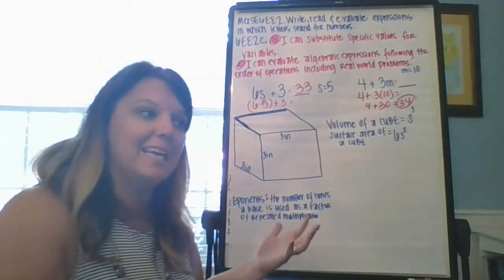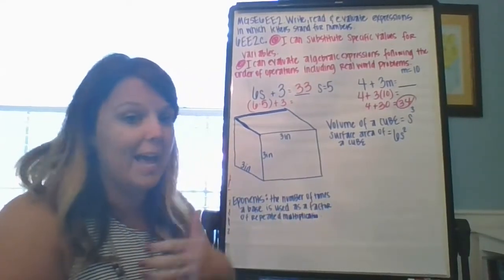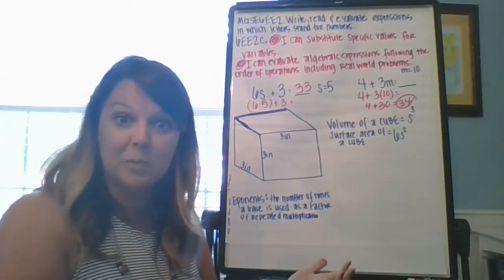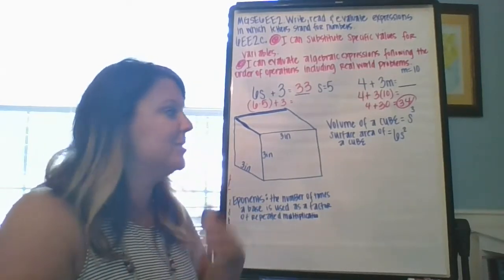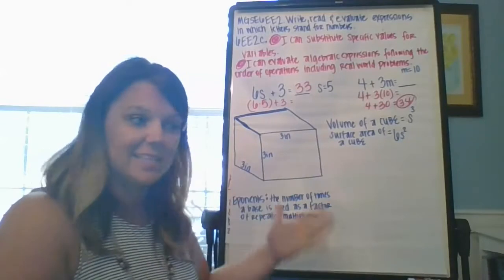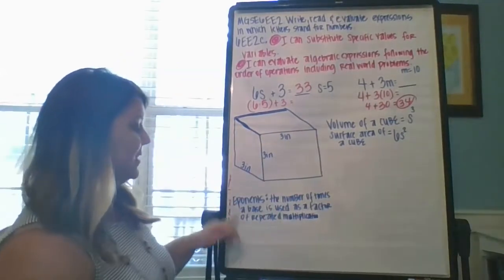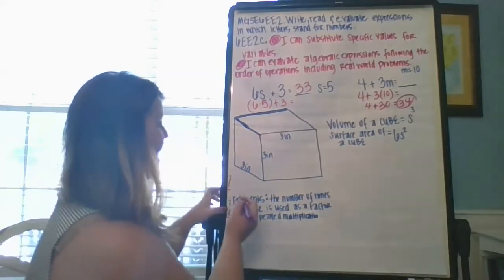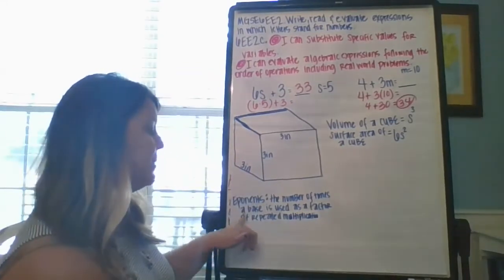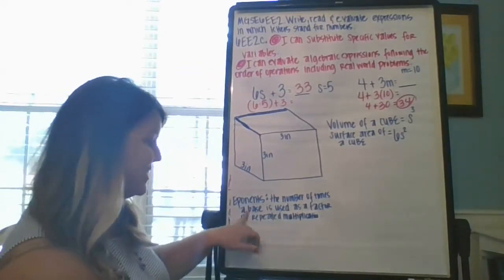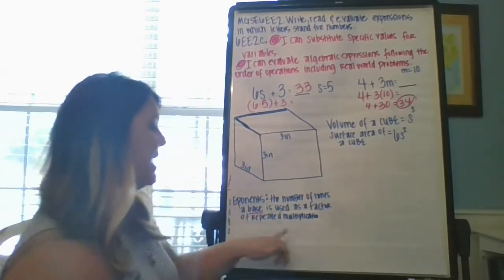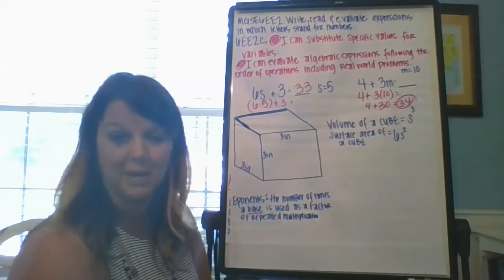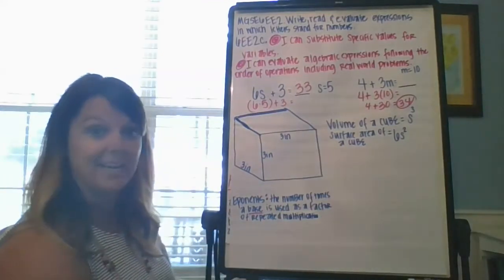That is standard 6EE1, which for some reason in our progressions we do out of order. So I'm going to have to teach you about the exponents real quick so that you're able to do this. And that's not a problem. So we're going to take a little side trip and then we'll address these issues. Exponents is basically the number of times a base is used as a factor of repeated multiplication. And you're going, okay, that didn't help me very much. I know it didn't. Let's look at an example.